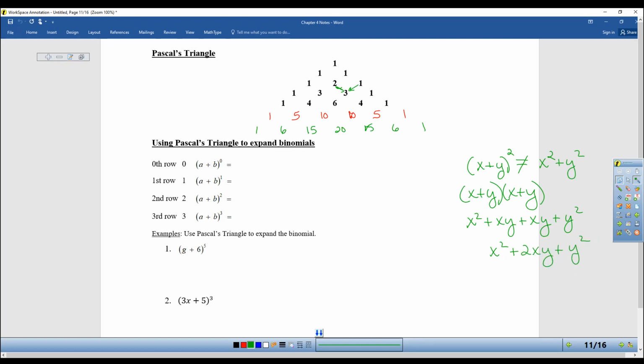So I've talked about this in detail. But even though you can't take this shortcut, which everybody wants to take, there is still a shortcut. And that is that you can use Pascal's triangle to get this answer.